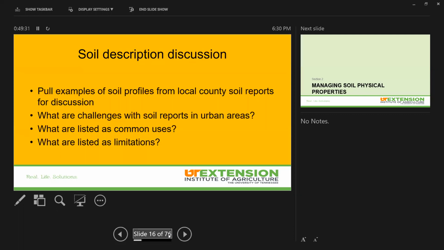So this here, I didn't really pull any soil profiles to look at, but I think the challenge with soil reports in our urban areas is, one thing, that layer of topsoil is gone, and you're pulling from the subsoil, which means that it takes a lot of work to grow grass in Tennessee. A lot of your other plants can adapt a little better, but your turf grass just doesn't like our soil here.